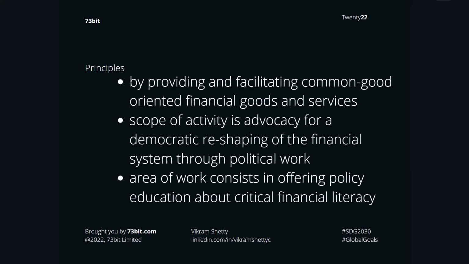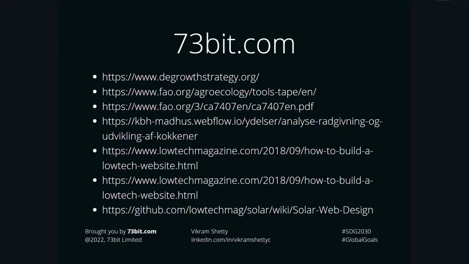First one is providing and facilitating common good oriented financial goods and services. Second one is scope of activity and advocacy for a democratic reshaping of the financial system through political work. And the last one is financial literacy. So these are the principles, and based on that, there are already successful use cases of Austria, and the book goes a little in depth. But based on these principles, you can pick out indicators. Based on that, you can create scoring methodologies, and you can go ahead and find the benchmarks for it. Now, those were the five areas, and these are the links.